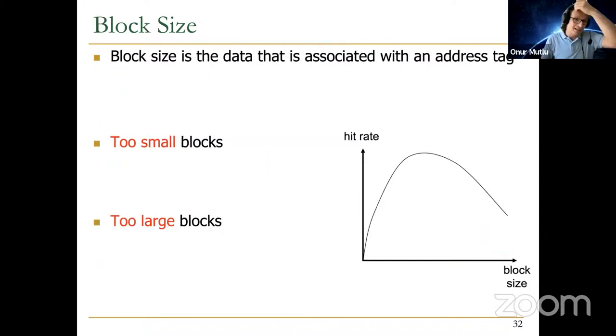So block size is the data that's associated with an address tag, and this clearly affects the spatial locality that's exploited by the cache. And basically, assuming the cache size is constant, as you increase the block size, you usually get a curve that looks like this, averaged across many applications. Your hit rate increases because you're exploiting better spatial locality. And after some time, your hit rate starts reducing because your blocks are becoming bigger, you're not exploiting spatial locality very well, and you're also having fewer blocks in your cache because we're assuming the cache size is the same. You have to keep something constant over here, and cache size is kept constant here, okay?